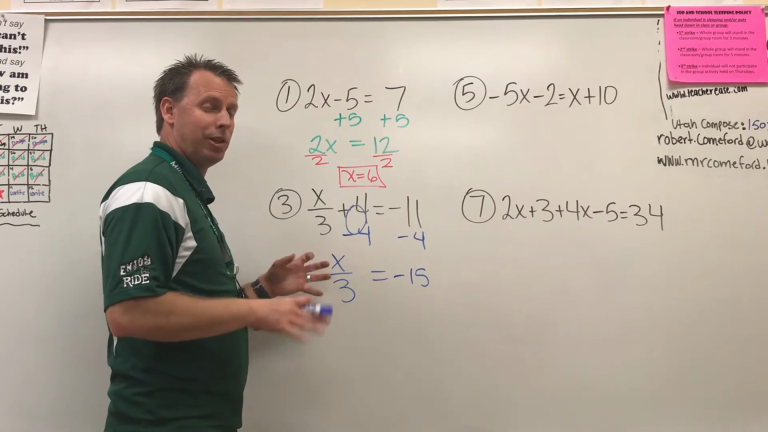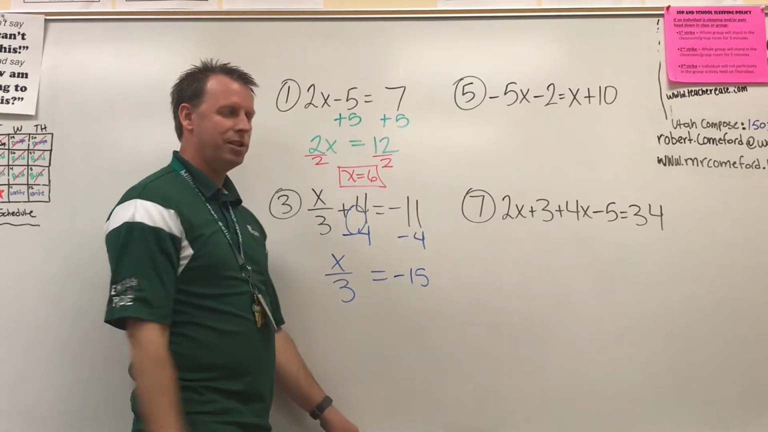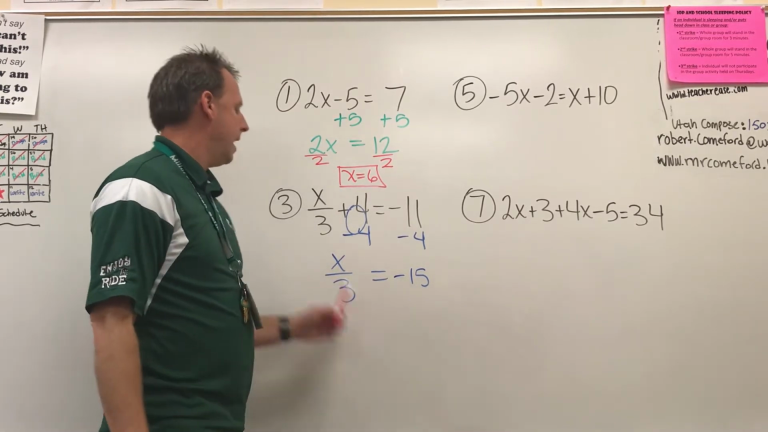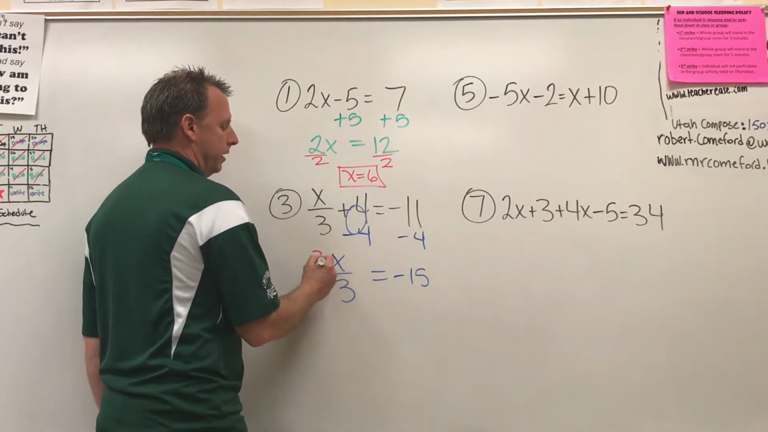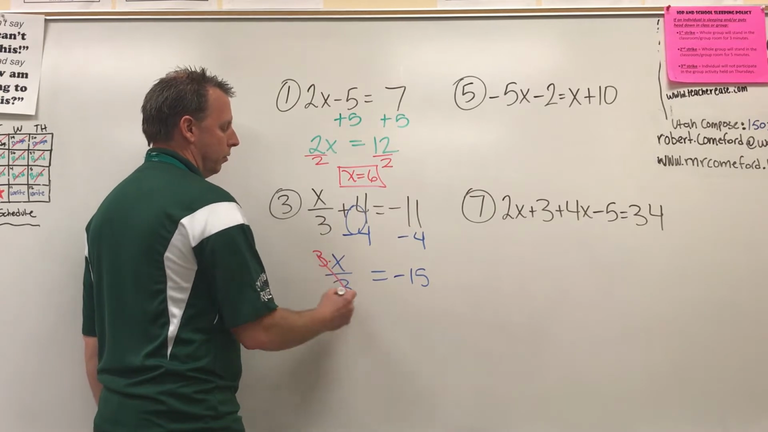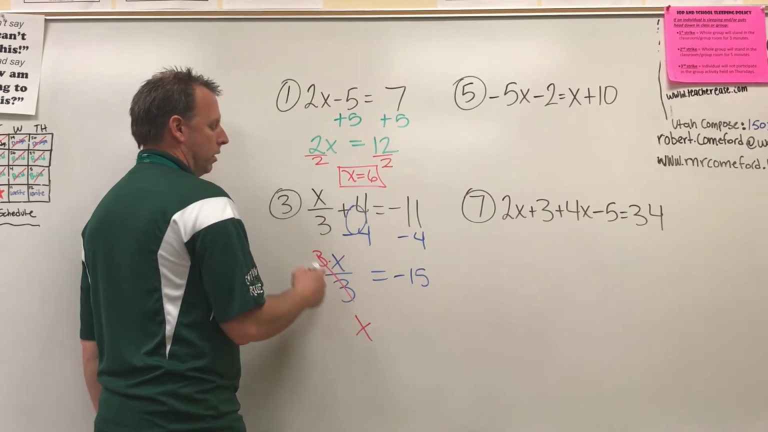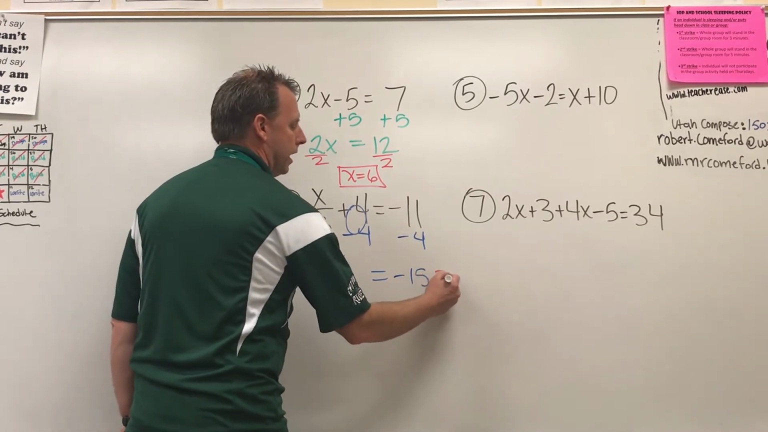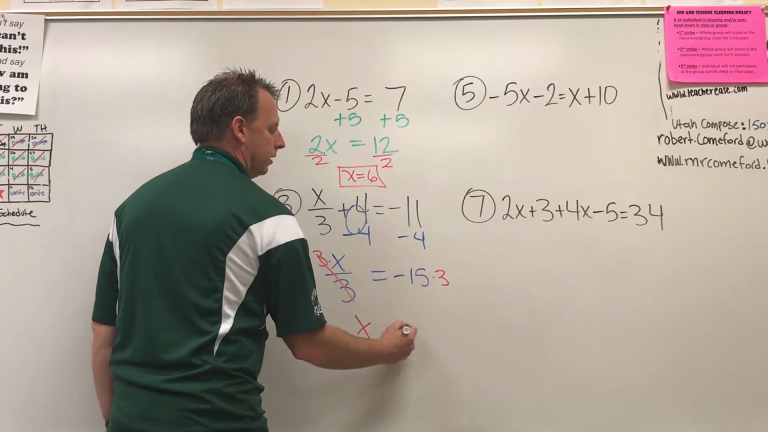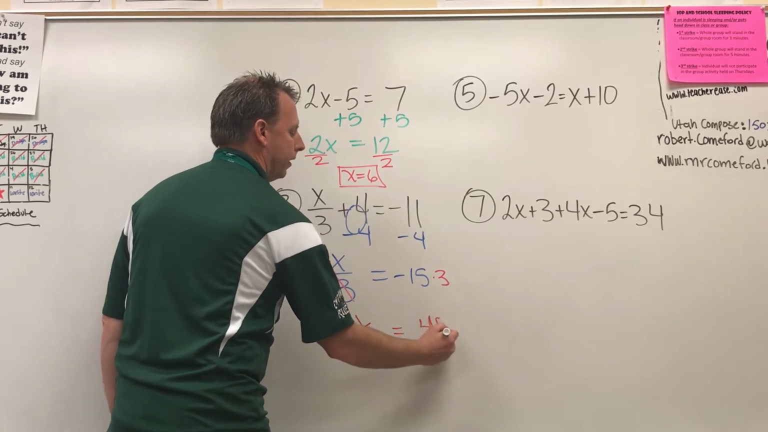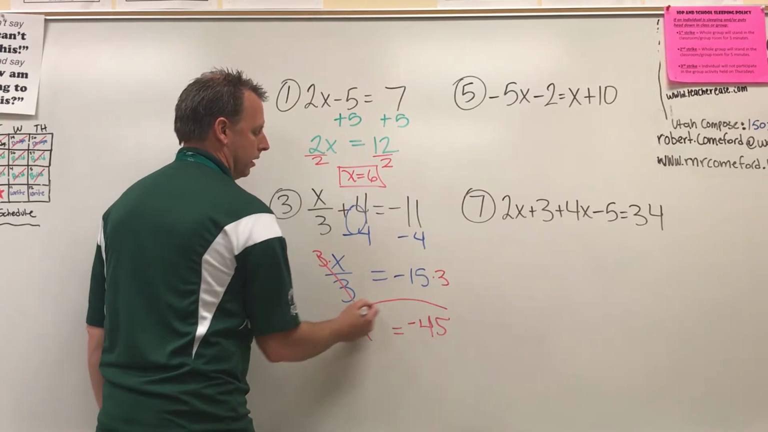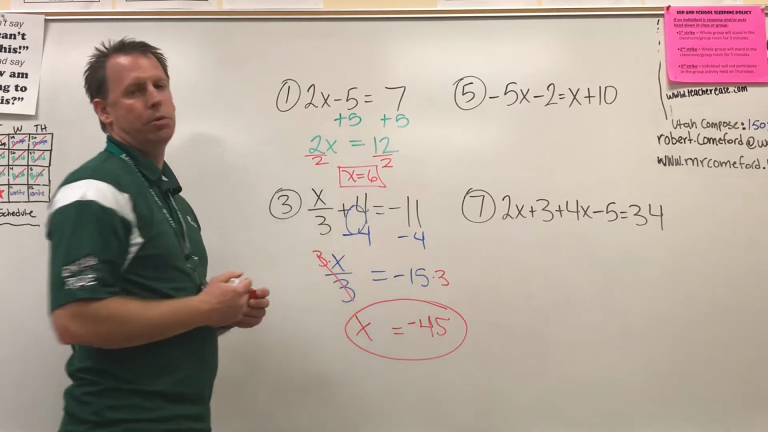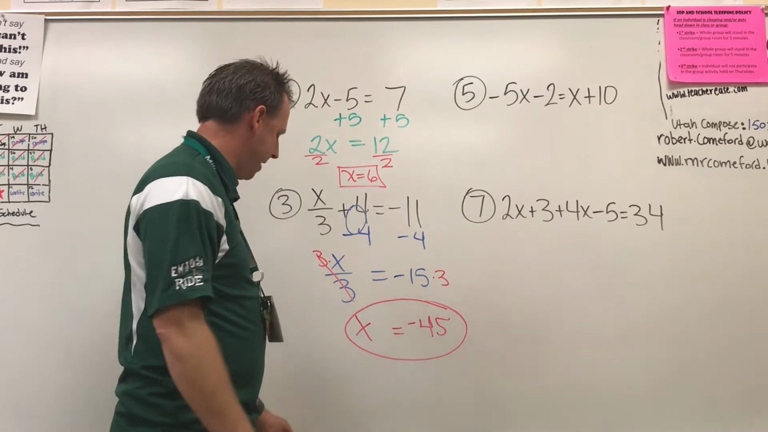Again, this last step looks yucky. It looks like a fraction, but it's really just a divide problem, right? X divided by 3, the opposite of divide by 3, times by 3. 3 over 3, 1x. Whatever I do to one side, do to the other. 3 times 15, 45. Negative times positive, negative. X equals negative 45. Hopefully you got that.